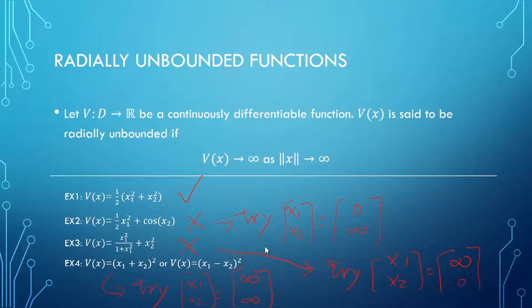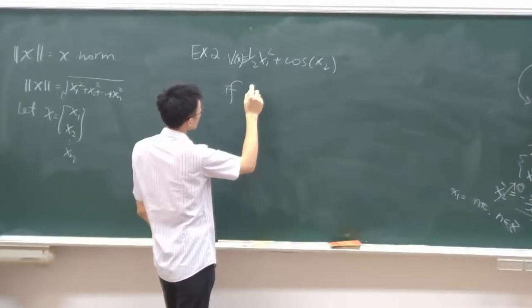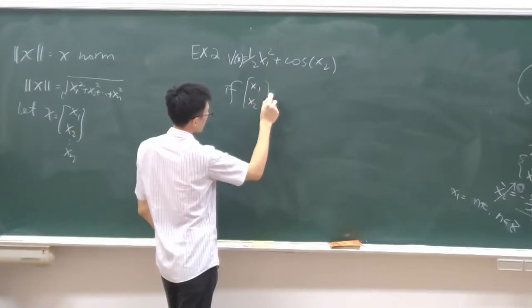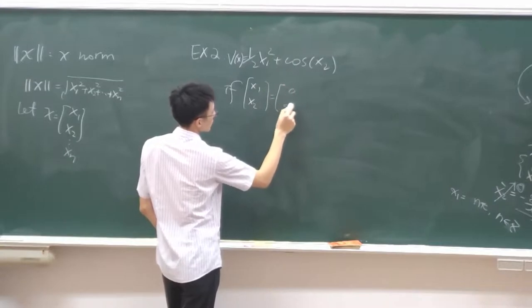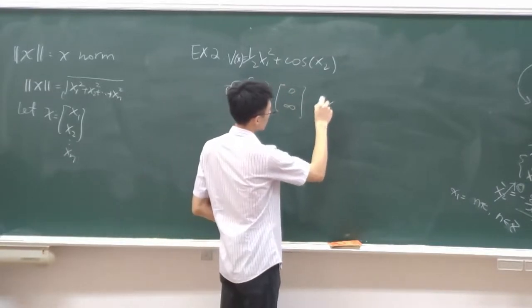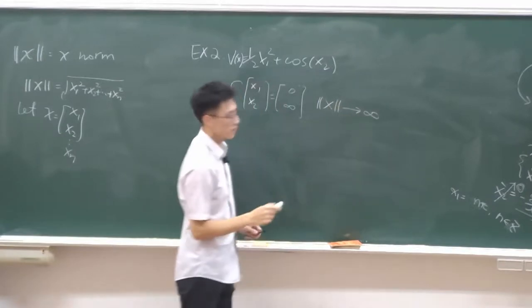Okay. So in example one, it is radially unbounded, right? Because as the x norm goes to infinity, V will go to infinity. Okay. How about example two? If the x norm goes to infinity, will V go to infinity? Not really, because cosine is bounded by 1, right? If you try x1 equals 0 and x2 going to infinity, what is the x norm? The x norm will go to infinity, right?